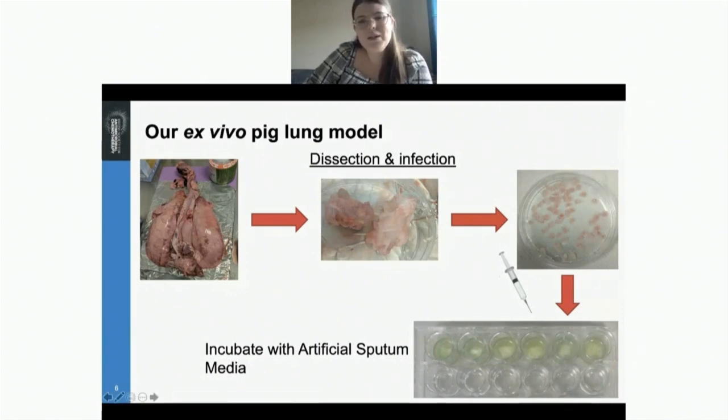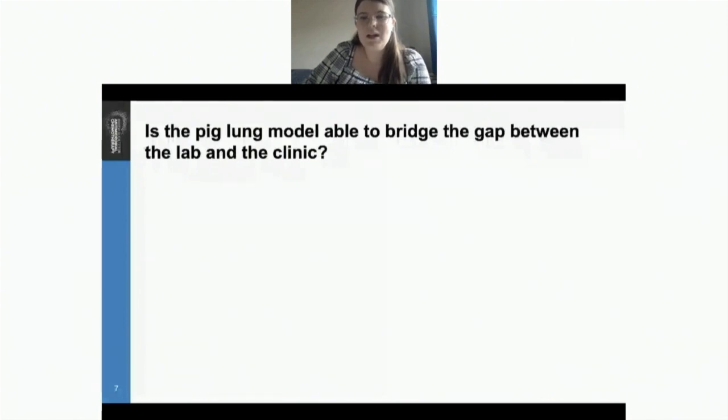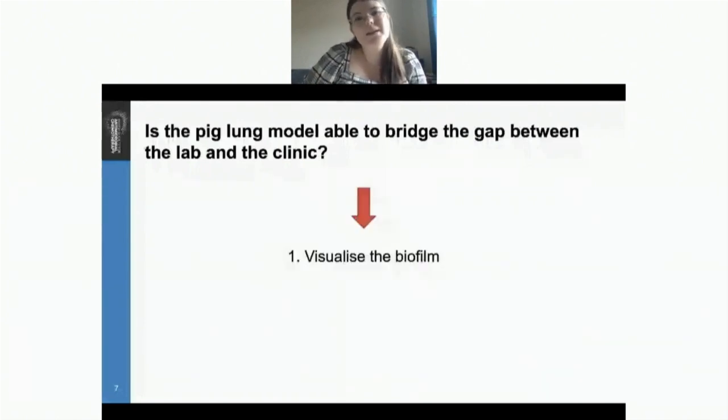We then place them in a 24-well plate containing an artificial sputum media agarose pad. The artificial sputum media is a well-defined medium that has been developed to mimic the cystic fibrosis sputum. We then infect each lung tissue piece with Pseudomonas aeruginosa, in this case, using a needle and a single colony, and surround it with liquid artificial sputum media and incubate it at 37 degrees for the desired length of time. In doing this, we really want to work out whether this pig lung model is able to bridge the current gap that is seen between the lab models and what we are experiencing in the clinic.